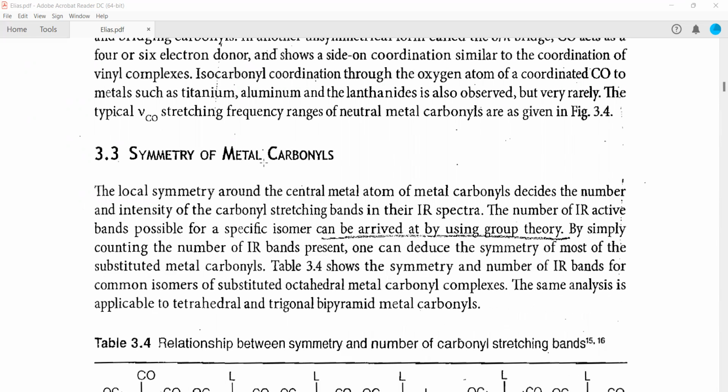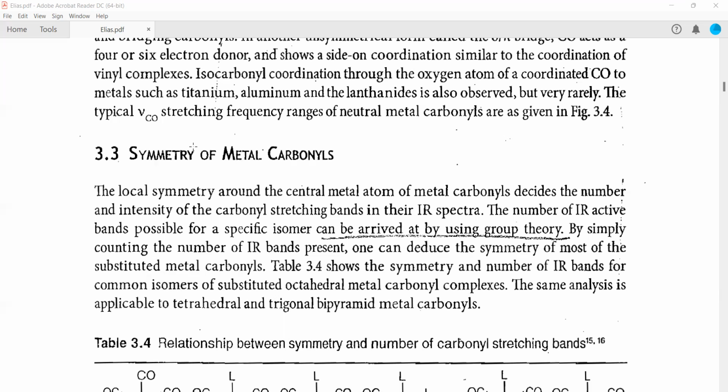As I told earlier, the spectroscopic technique that tells us about the different carbonyls present in the metal center is IR. It is very sensitive. The binding of carbon and the stretching frequency of the CO bond is quite sensitive to the electronic distribution in the metal center, so that is why it is seen in IR. Now we are going to study what we are going to see in IR. It depends upon the symmetry of the metal carbonyls.